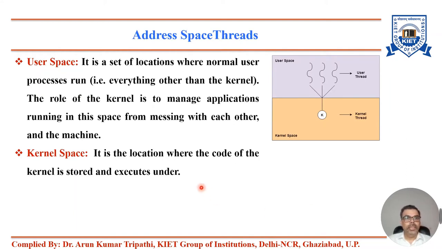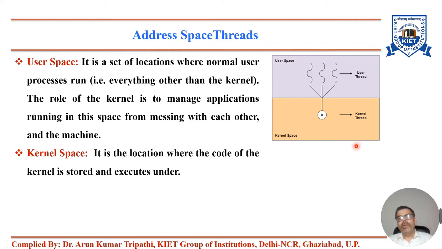Now, there are two types of spaces for a process. The first one is the user space and the second one is the kernel space. User space is the set of locations where the normal user processes run, that is, everything other than the kernel. The role of the kernel is to manage the applications running in this space from messing with each other and the machine.